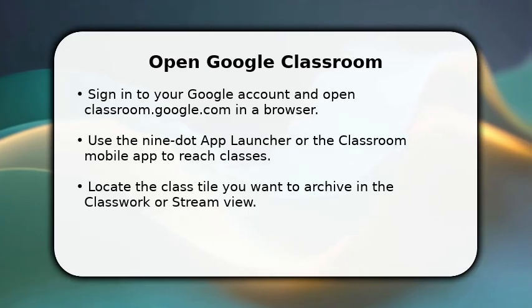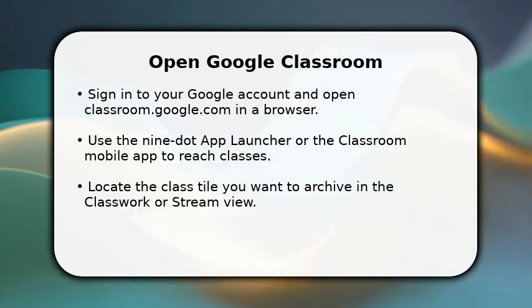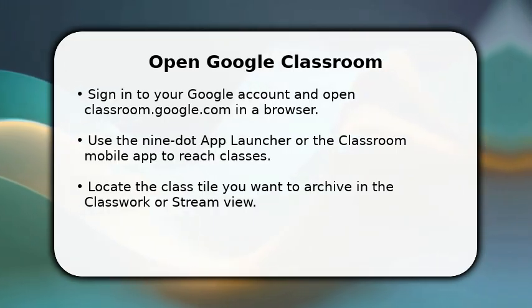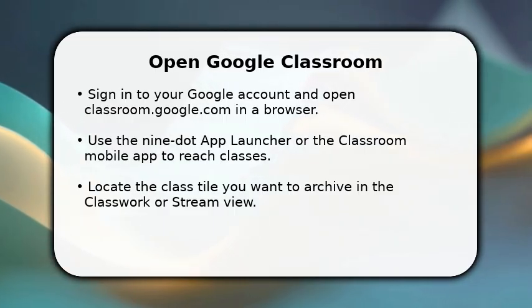Sign in to your Google account and open Classroom. Google.com in a browser. Use the 9-dot app launcher or the Classroom mobile app to reach classes. Look for the class tile you want to archive on the main page.